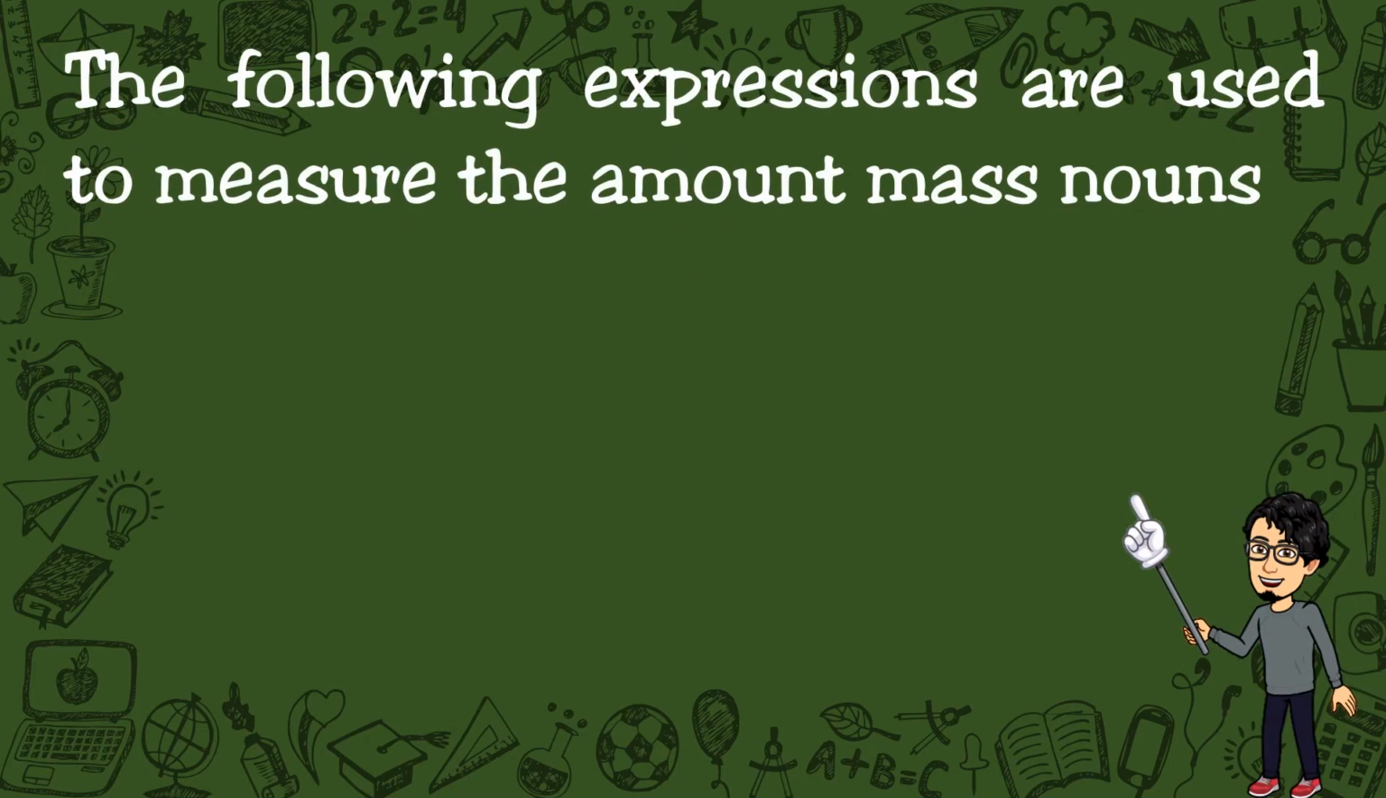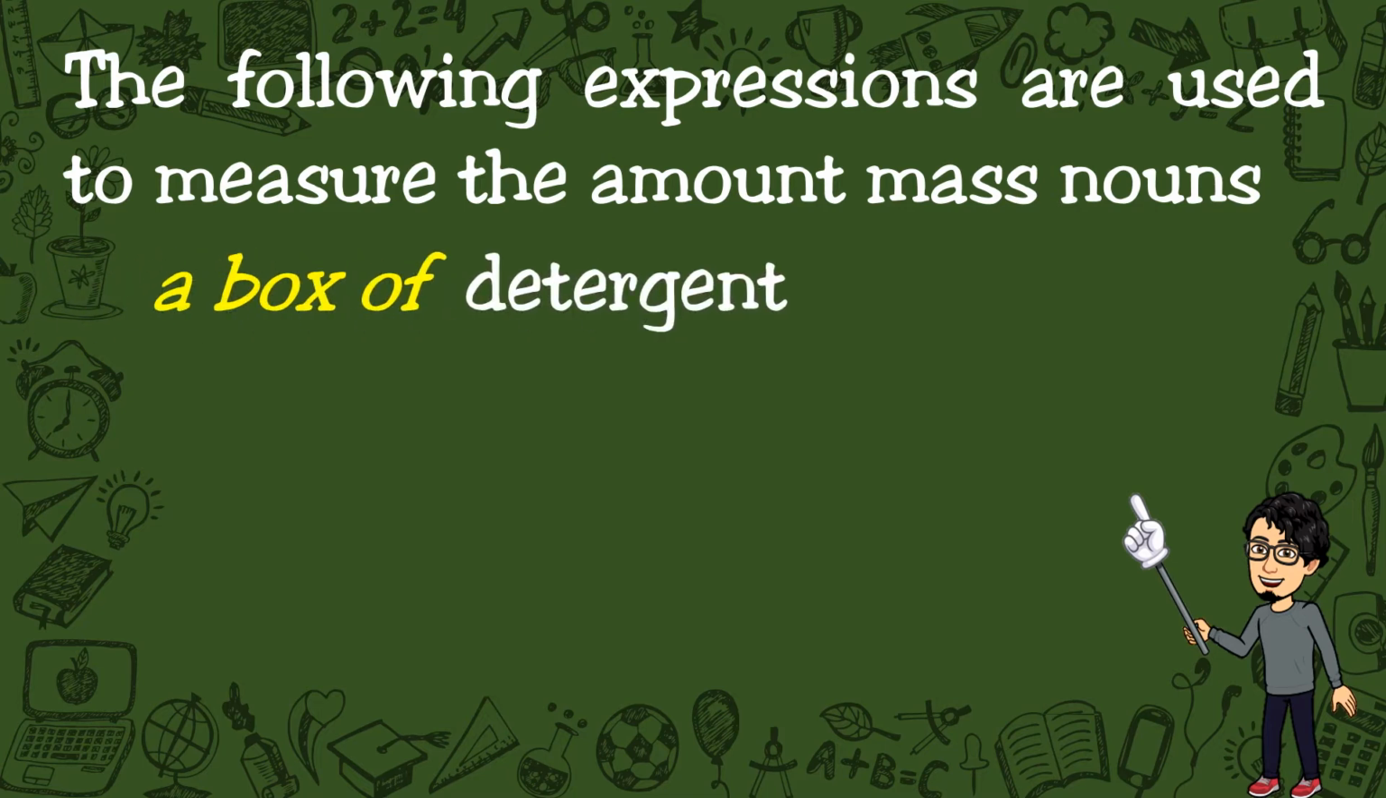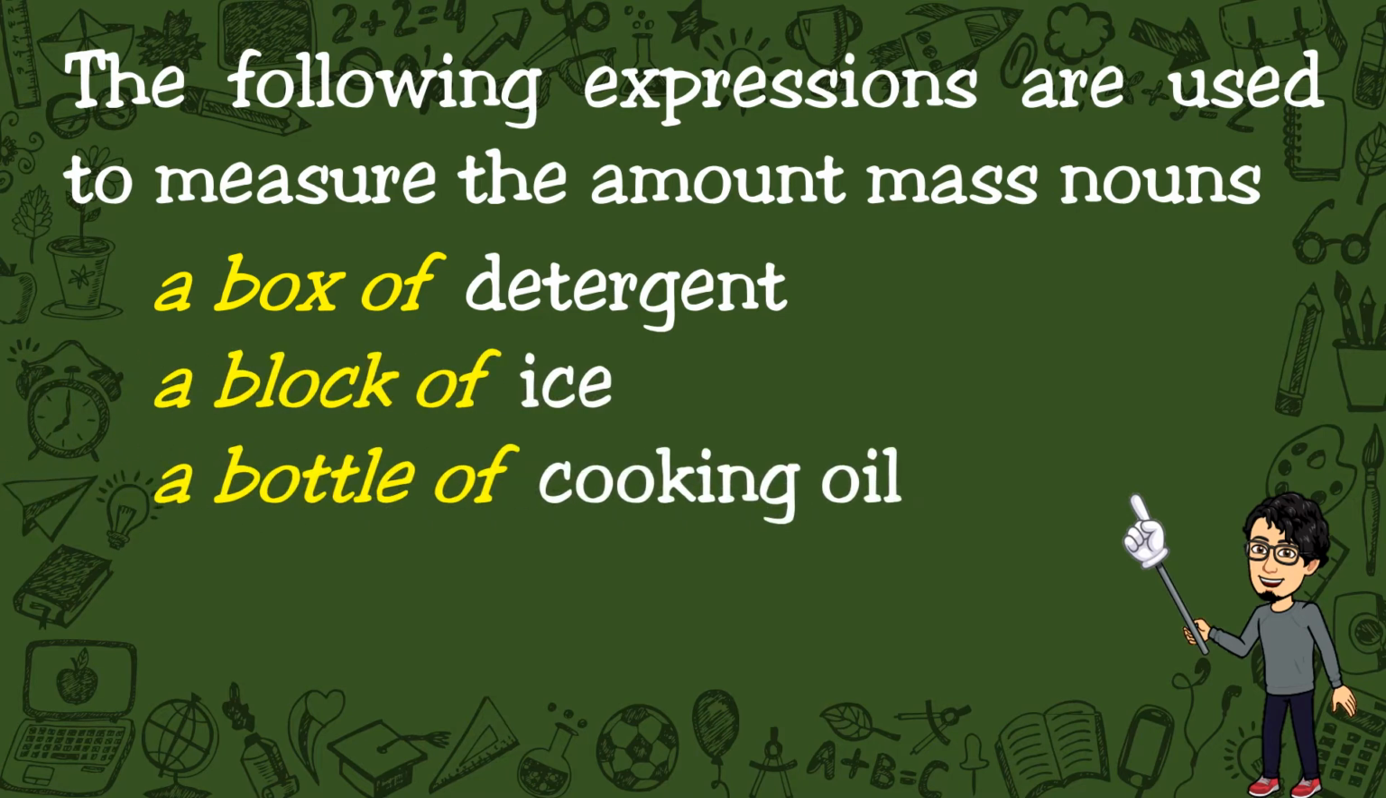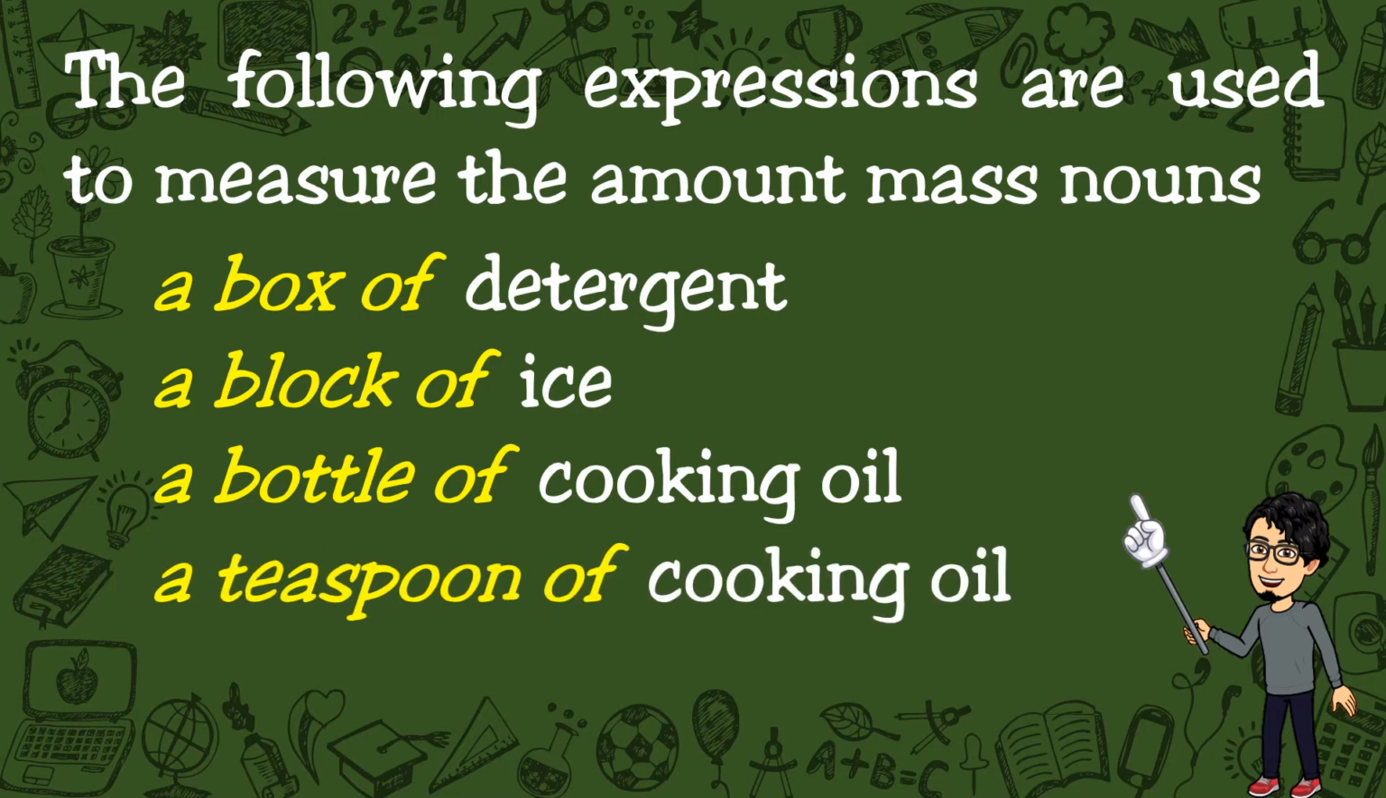The following expressions are used to measure the amount of mass nouns: a box of detergent, a block of ice, a bottle of cooking oil, a teaspoon of cooking oil, a sack of rice.